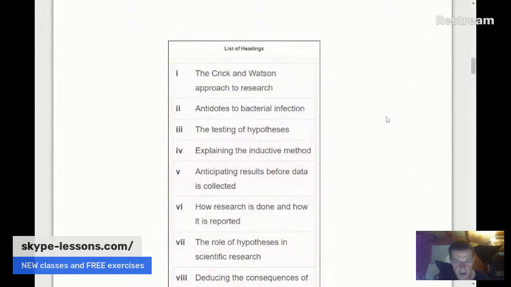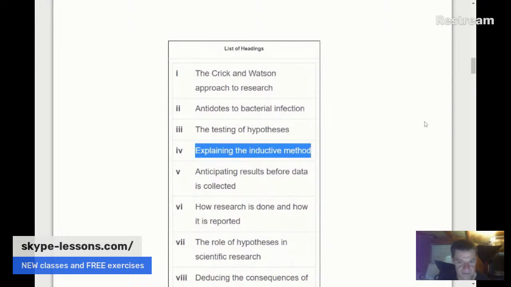The testing of hypotheses. Well, it didn't seem to be talking about the testing of hypotheses, which is the hypothetico-deductive method. It seemed to be talking about the inductive method the whole way through from start to finish. And look at number 4, explaining the inductive method. Sounds like a very good candidate to me.